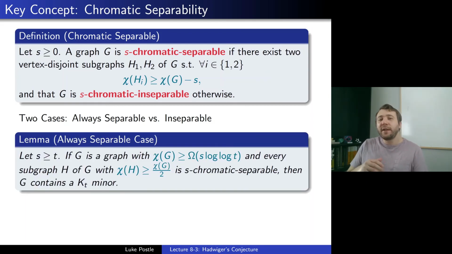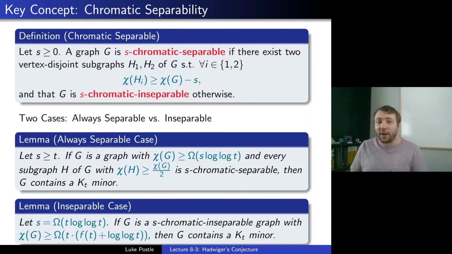If your chi is at least S log t, and every subgraph of, say, at least half the chromatic number, or kind of large chromatic number, is S chromatic separable, we'll be able to find a KT minor then. And alternately, in the inseparable case, if you're S chromatic inseparable, where S is like T log t, then we can do it if chi is at least T with this log t to the 6, this F in there as well. So what is that saying?